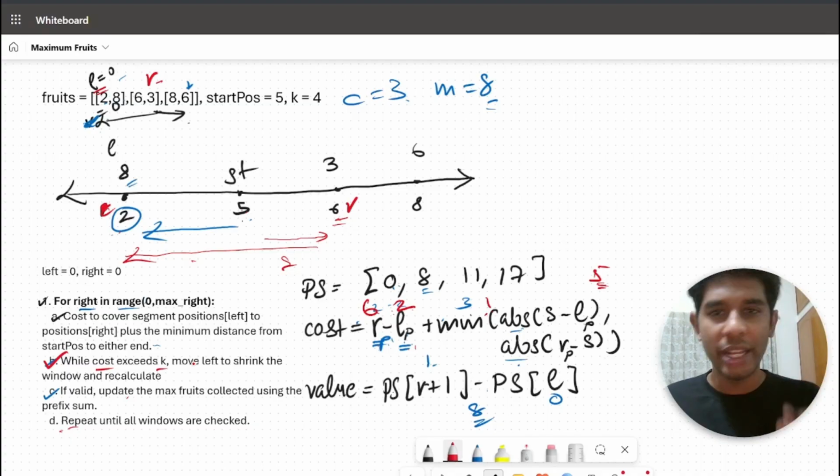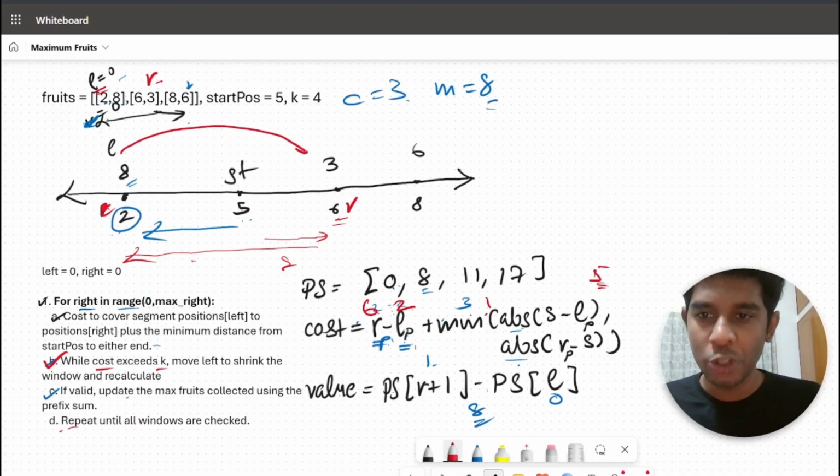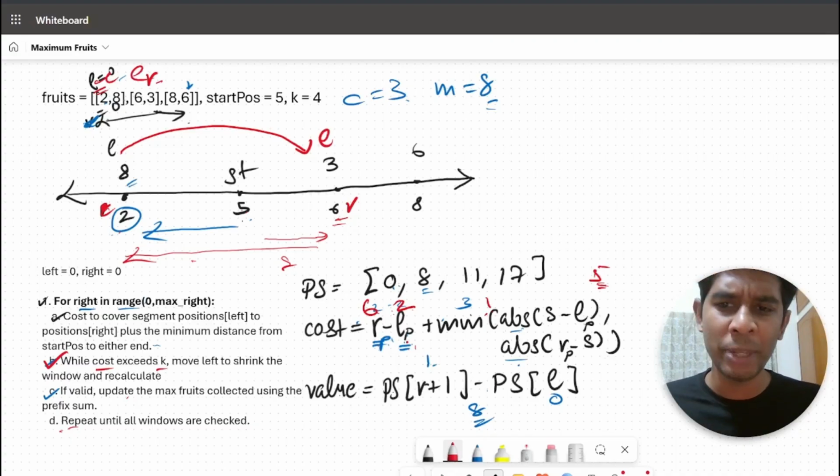What should I do here is very simple. I have to shrink the left side of this window. How do you shrink a window? Just by incrementing left by 1. So my left also comes to my second index here. Right, then I repeat this algorithm. So I will get my cost here as, I'll just calculate it right away. It means I'm just traveling here once and collecting all the fruits here. So my new cost is 1, right?